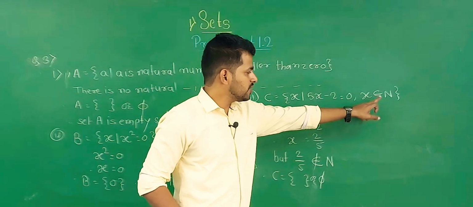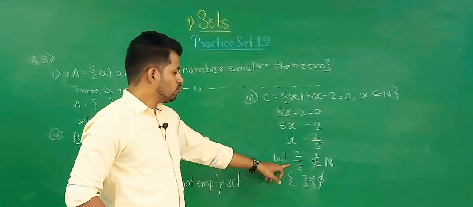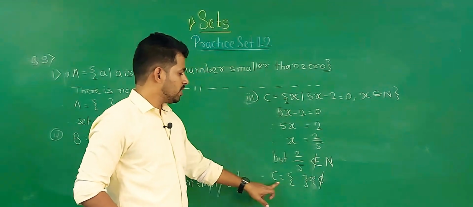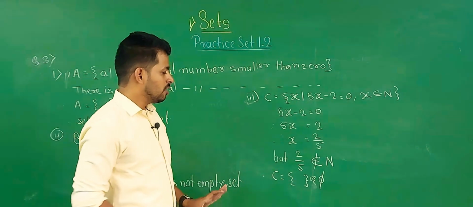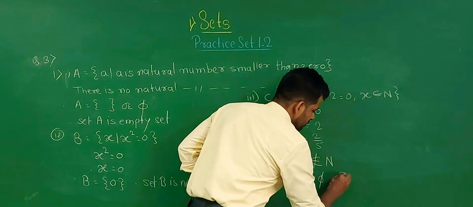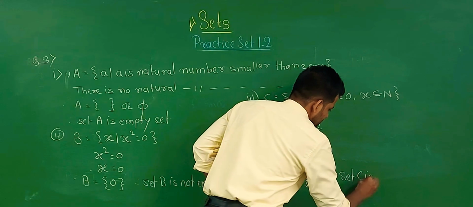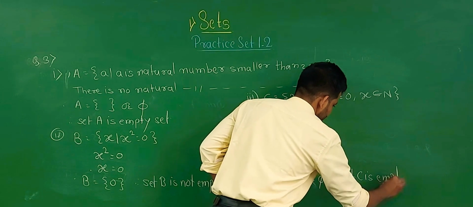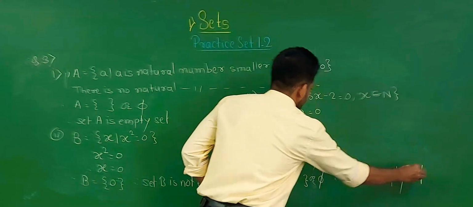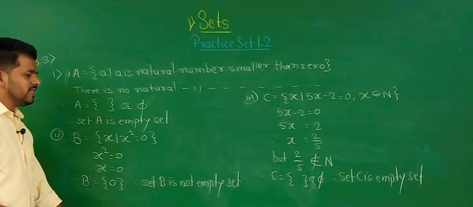Here the condition is given, x is a natural number, so 2 upon 5 is not a natural number. Therefore C is an empty set or phi. Therefore set C is an empty set. Okay, set C is an empty set.